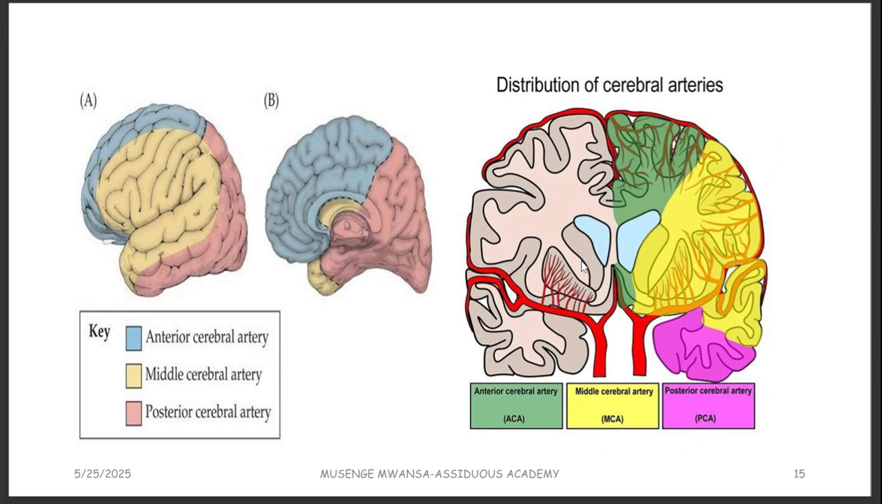So that will tell you that if there is an injury to the anterior cerebral artery, you don't have supply on the medial aspect that controls the lower limb. So the lower limb is going to be affected. The legs, there's going to be a problem with the legs. And then you can see this big part here is being supplied by the middle cerebral artery, and the inferior part is being supplied by the posterior cerebral artery.